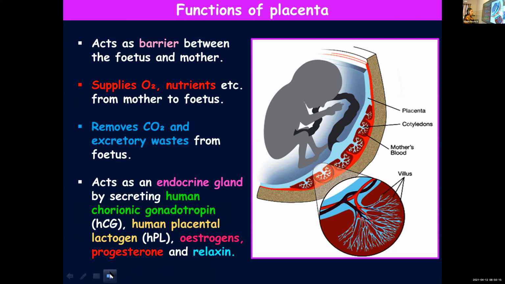And the third function, which you haven't learned in class 10, is that placenta acts as an endocrine gland. So when you say it acts as an endocrine gland, you know that it is capable of producing hormones. And it produces a group of hormones: human chorionic gonadotropin, HCG, human placental lactogen, HPL, estrogens, progesterone, and relaxin. These are the different hormones produced by placenta.